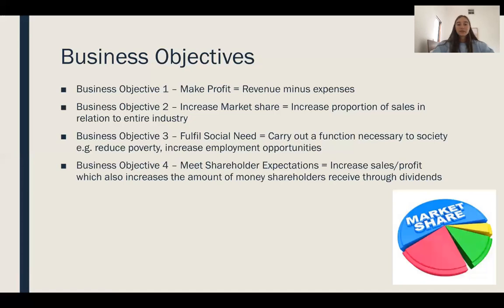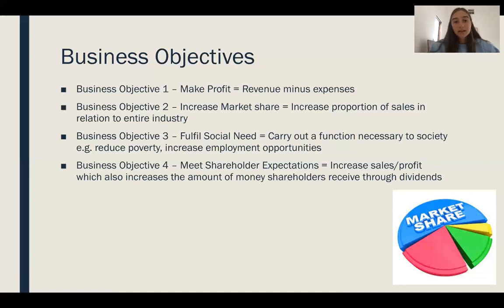The third type of business objective is to fulfill a social need. This is a primary objective of a social enterprise, but all kinds of businesses may have some sort of social objective. A social objective is to carry out functions that are necessary to society. That might be to reduce poverty, to increase employment opportunities for disadvantaged youths, all the extra things that a business can do to benefit the society that they operate within.